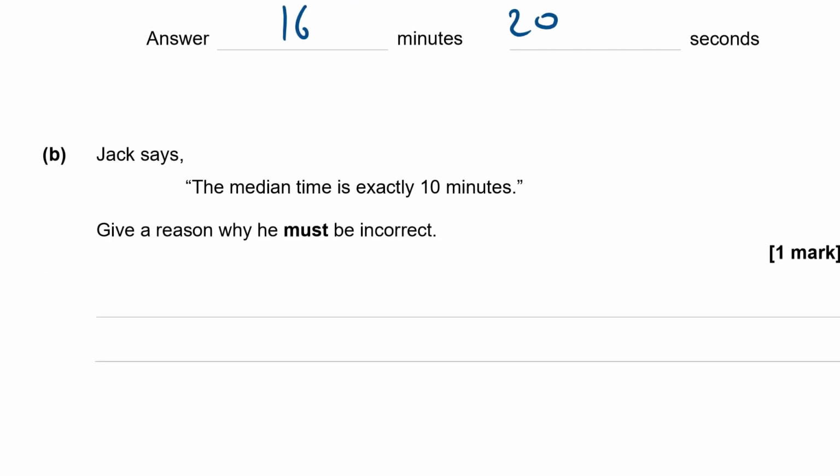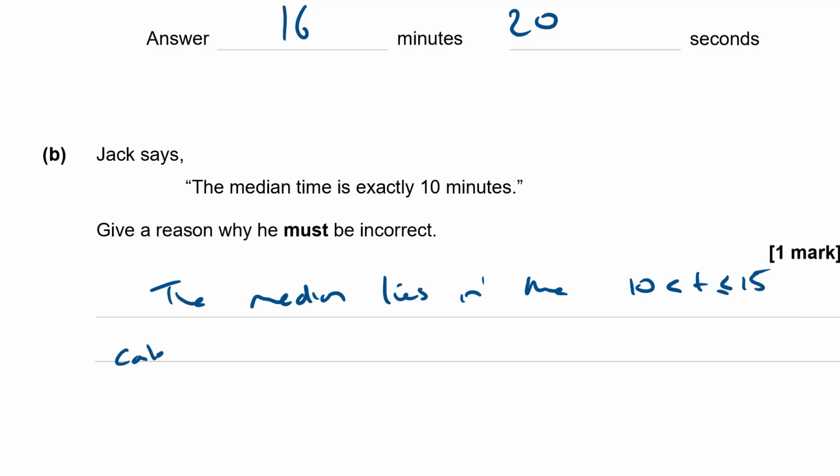So we can say that the median lies in the 10 to 15 category, so must be greater than 10.